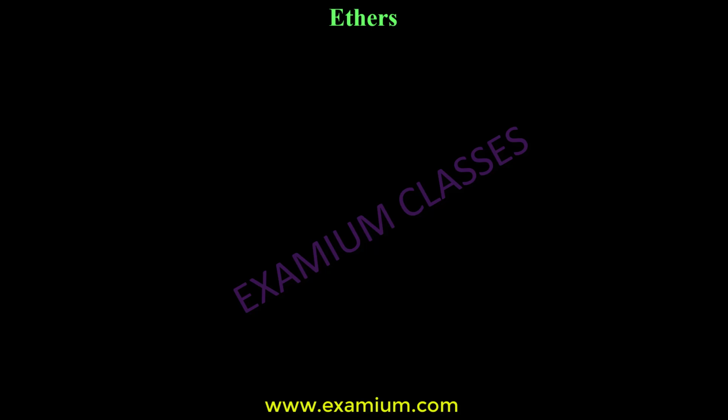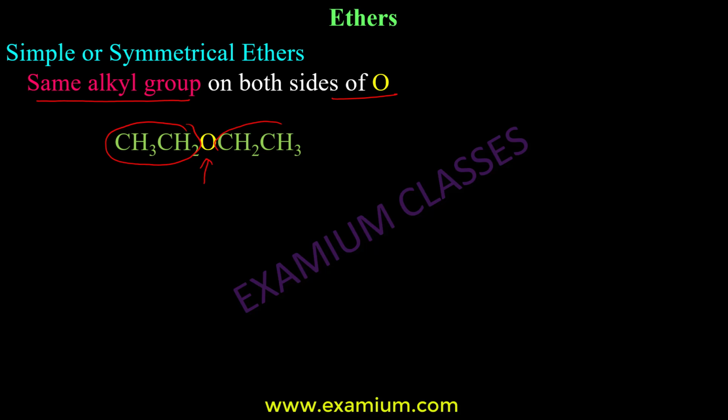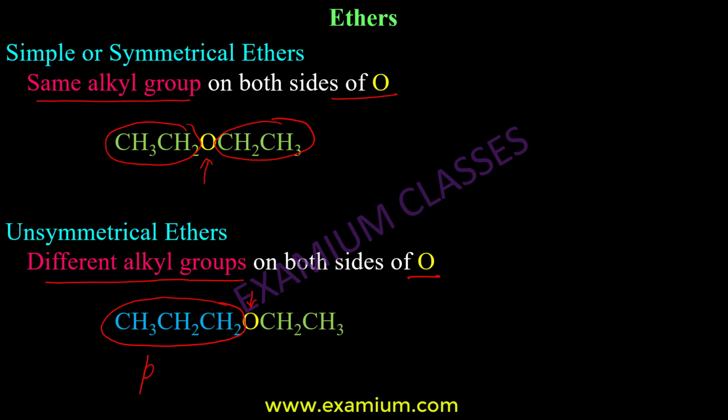Next, ethers. Ethers are categorized on the basis of whether similar or different alkyl groups are attached on either side of oxygen. So simple or symmetrical ethers are those ones in which same alkyl group on both sides of oxygen. Example, you have oxygen here, ethyl group on left side, ethyl group on right side. Unsymmetrical ethers means the alkyl groups will be different. So different alkyl groups on both sides of oxygen. Example, oxygen is here, on left side I have propyl and on right side I have ethyl. So different groups here, that's why unsymmetrical ether.